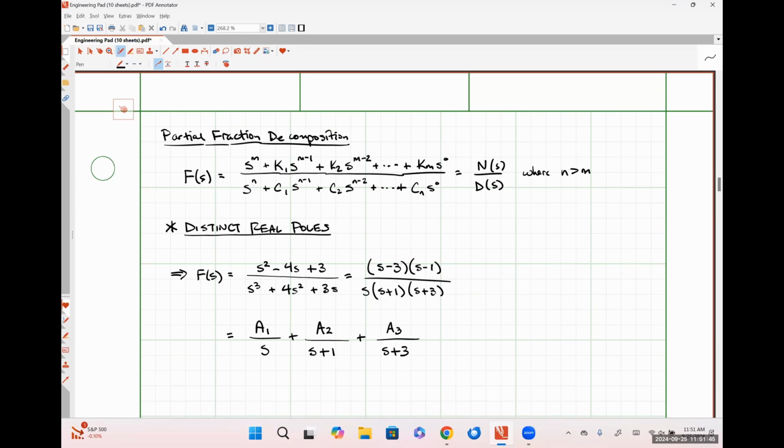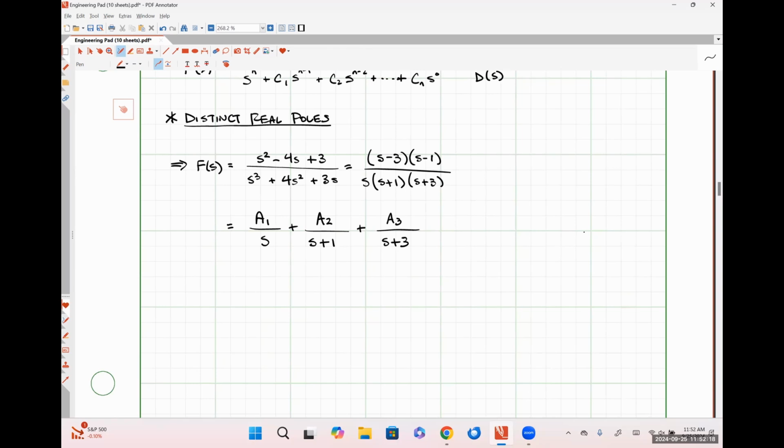So these coefficients A1, A2, and A3 are our expansion coefficients of the system, and the s plus 1 and s plus 3 terms are the pole factors of the system. In order for us to determine the value of any of our expansion coefficients, just those constants, we can simply multiply both sides of F of s by the pole factor of that expansion coefficient, and then evaluate them at the pole value of the pole factor. That's a bunch of words.